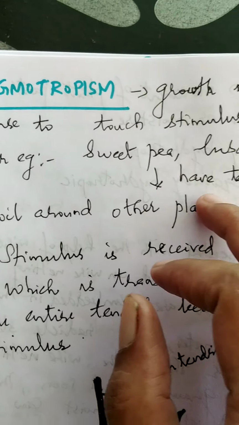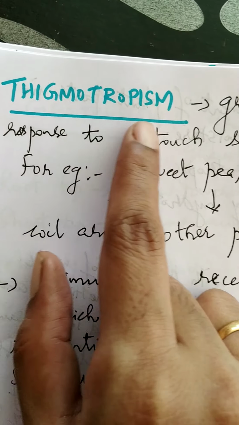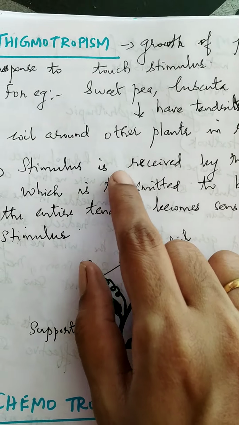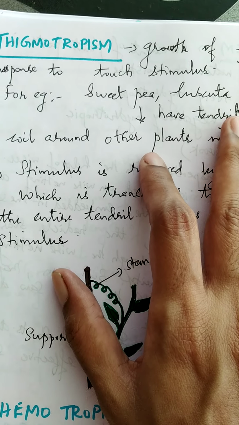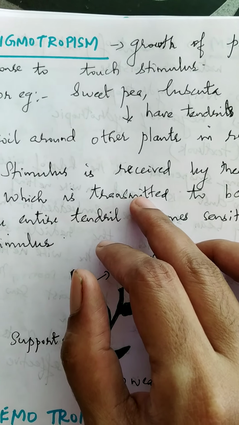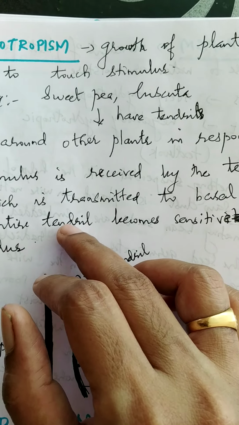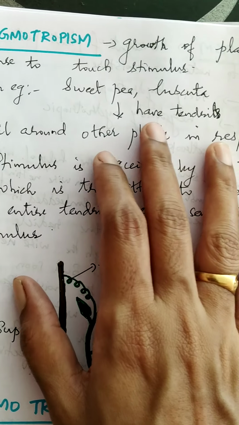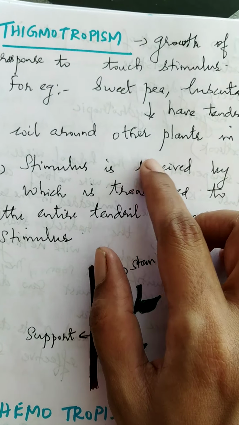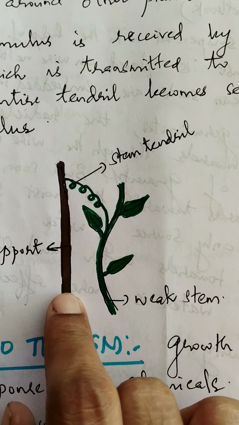So the tendrils in sweet pea and cuscuta are actually examples of thigmotropism. Here, the stimulus is first perceived by the tip of the tendrils, and it is transmitted downwards to the basal part of the tendril. Finally the entire tendril becomes sensitive to the touch stimulus and helps the plant in coiling or climbing up the support.